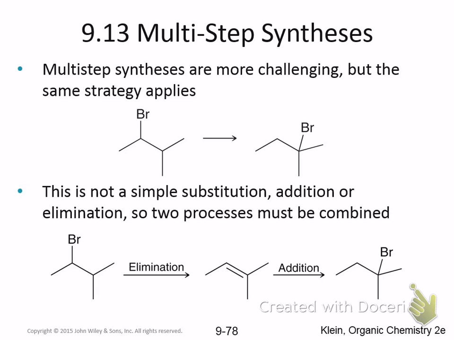All right. How would you do this multi-step synthesis? How would you go from here to here? Now, do you know anything that just lets a bromine move? You could have a rearrangement. Involves the carbocation, right? What else could there be? I mean, there is a cheating way to do it, which would be really easy.